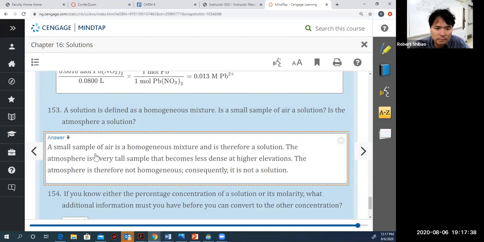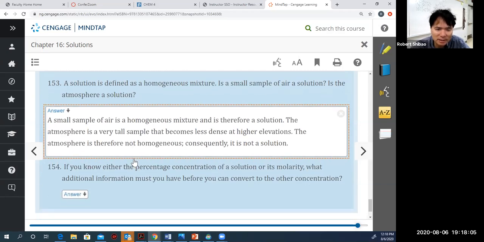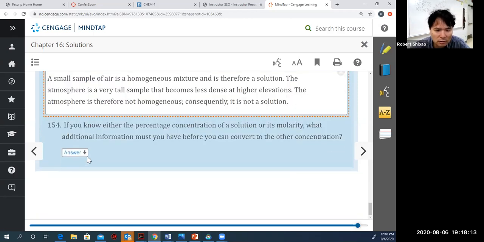And they say air is homogeneous. The atmosphere is very tall and becomes less dense, but you can't see the difference. So this middle sentence doesn't make sense. The atmosphere is therefore not homogeneous, consequently it is not a solution. That's weird. It looks uniform. The air at high altitudes looks the same as the air at low altitude. You can't see the difference. Therefore, homogeneous and heterogeneous depends on our visual. And so I don't like this answer.